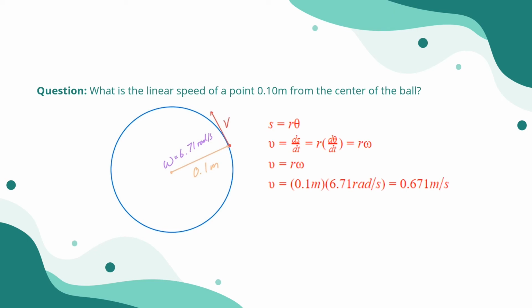Then we put the numbers in: 0.1 meters times 6.71 radians per second. We get the linear speed of 0.671 meters per second.